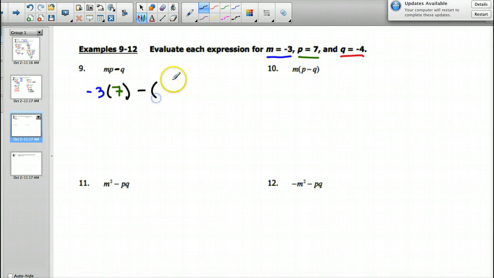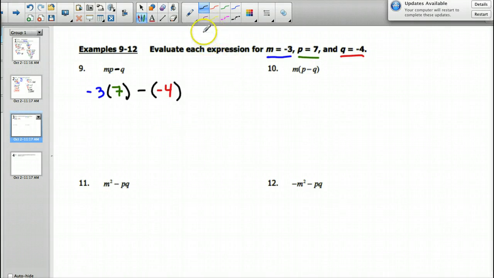So I'm going to put in another set of parentheses here because now I'm going to have a double negative. I've got the minus sign from the original problem, and I'm also plugging in a negative number for Q. So this is negative 3 times 7 minus negative 4. Be really careful with your signs here when you're substituting.